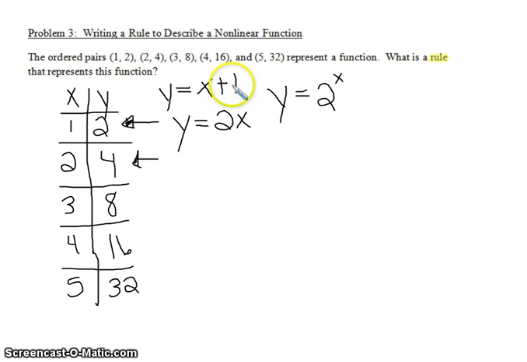2 plus 1 is not 4, so that doesn't work. It made it through the first row, but did not work with the second row. It has been eliminated.